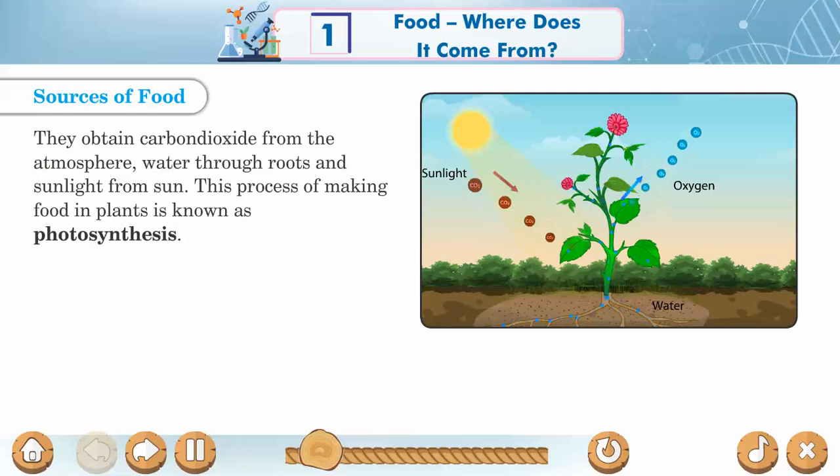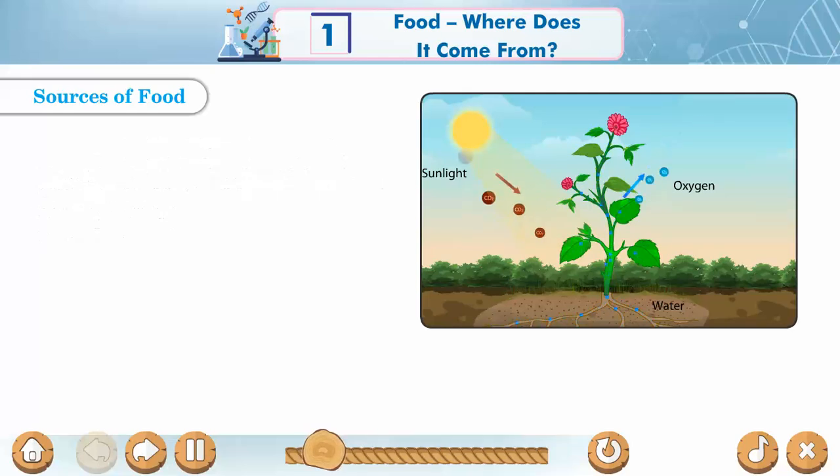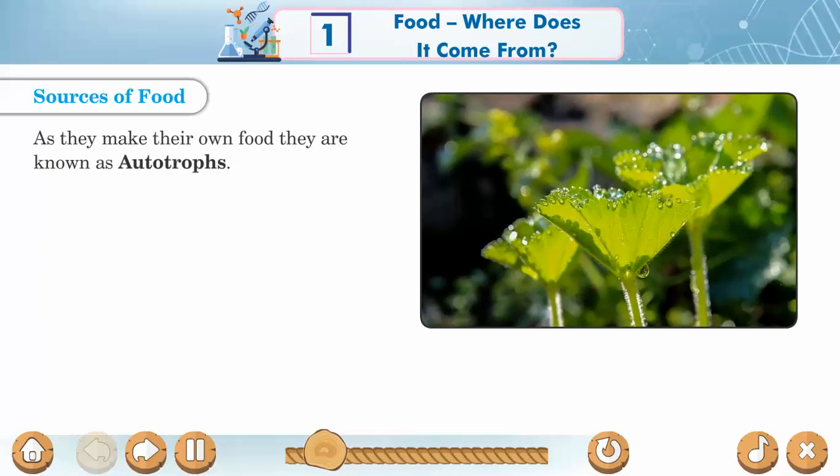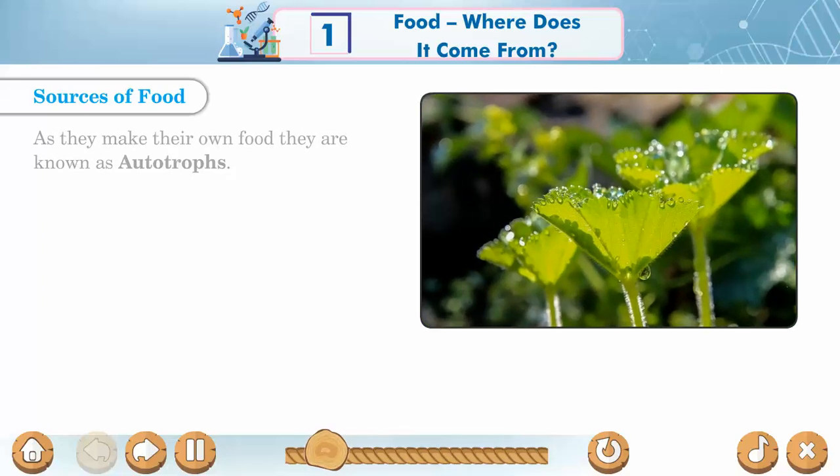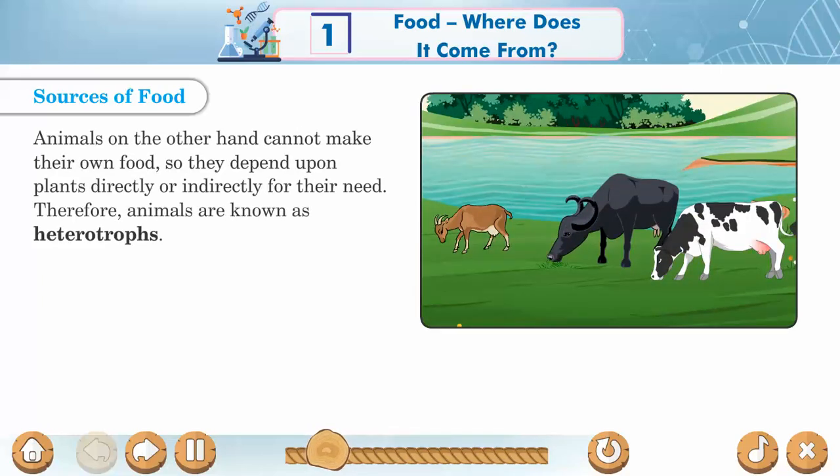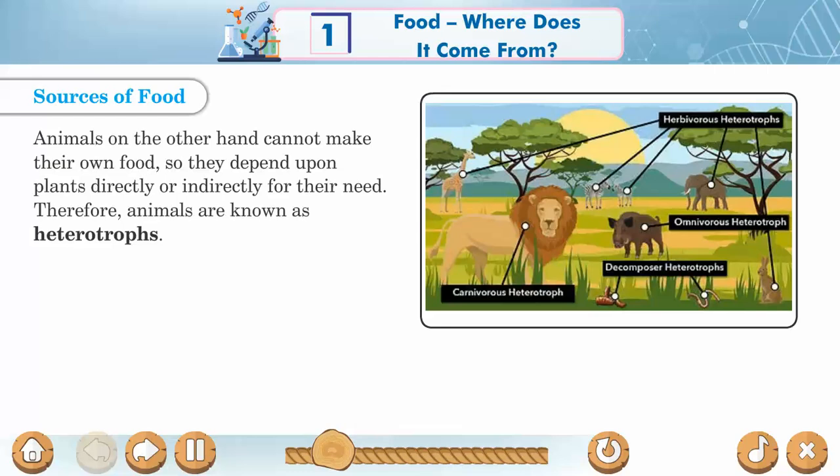This process of making food in plants is known as photosynthesis. As they make their own food, they are known as autotrophs. Animals, on the other hand, cannot make their own food, so they depend upon plants directly or indirectly for their need. Therefore, animals are known as heterotrophs.